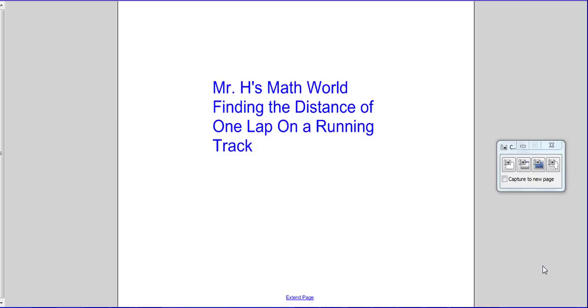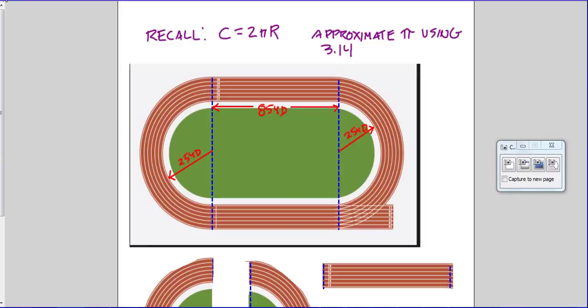This video looks at finding the distance of one lap on a running track. So first of all, recall that the circumference of a circle is 2 times pi times r, and we will approximate pi using 3.14 in our work in this video. So let's imagine I have a running track. I have two straightaways and I have two curves, and these curves in fact are semicircles.